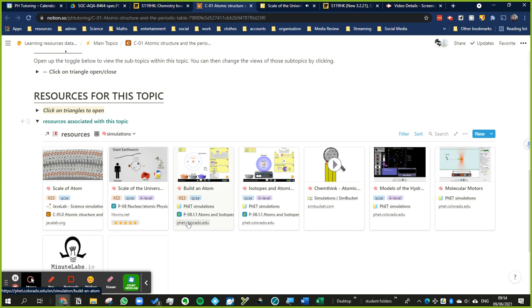So let's have a look at a different simulation now, and we're going to try to build an atom. So we're going to go to build an atom here. In fact, what I'm going to do is label these with your name so you'll be able to find them yourself later on.